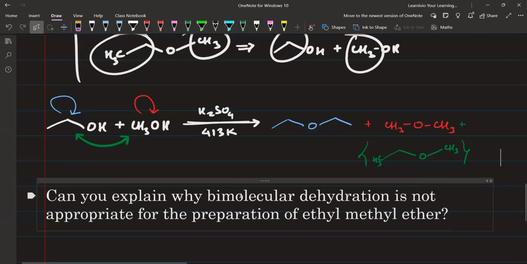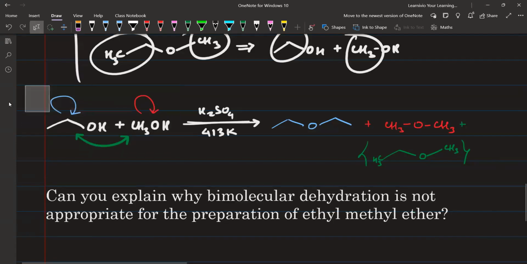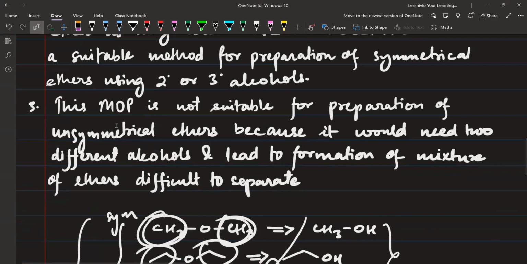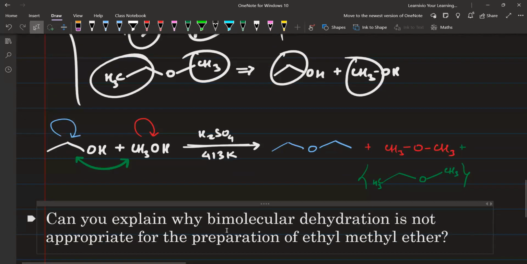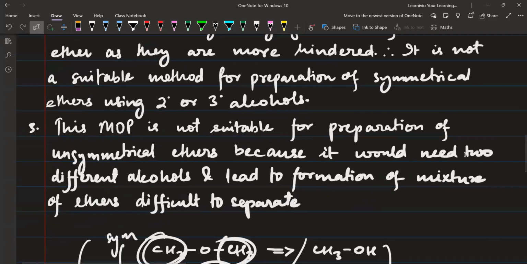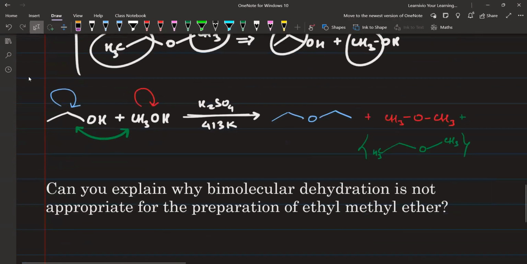They're saying bimolecular dehydration. Bimolecular means what? That means you're going to use two alcohols for the preparation of ethyl methyl ether. So you are going to write the same thing as given here. Write that bimolecular dehydration is not an appropriate preparation for ethyl methyl ether because it would need two different alcohols and lead to formation of a mixture of ethers, difficult to separate. And after that, you write this reaction in this way.